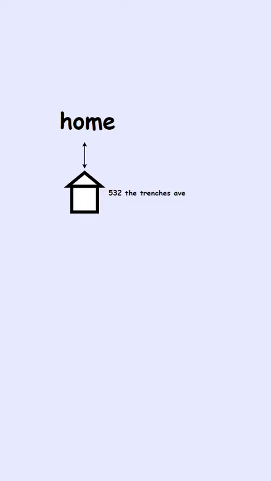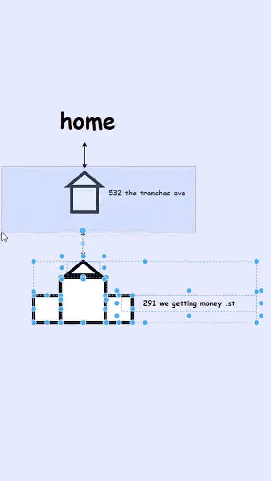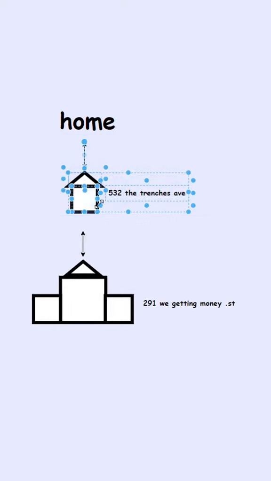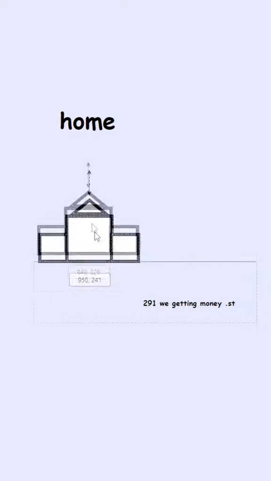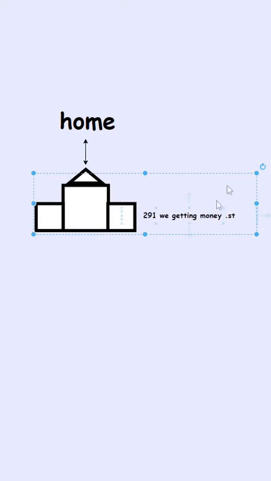So, boom, here's the new house. Here's our old house, and we're going to replace it with the new one. And now, home is going to 291 We Getting Money Street, right? So anytime I put home in on my app, it's going to go to the new house.